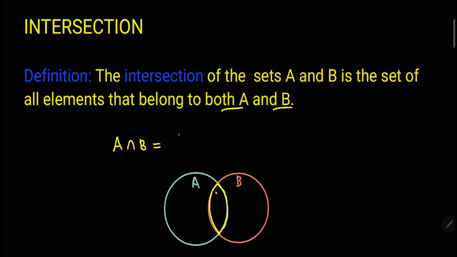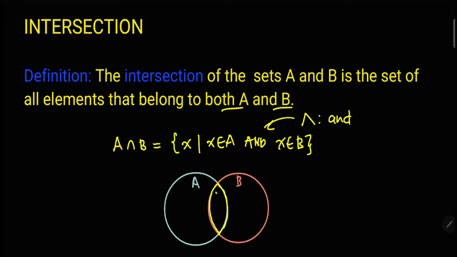Mathematically, we write that as follows. A intersection B is the set containing all objects x such that x is in A and x is in B. So this "and" here is the logical operator "and". In symbols, we write that as this symbol.